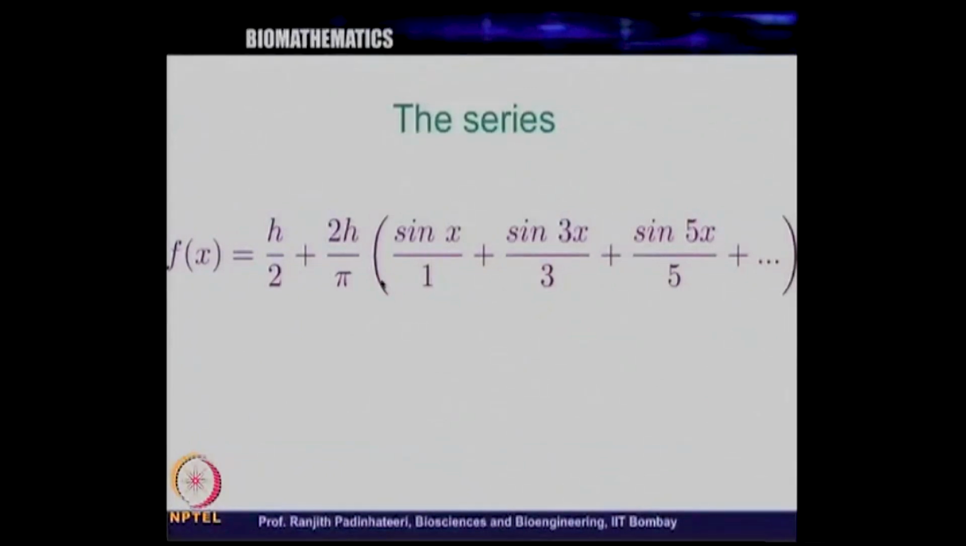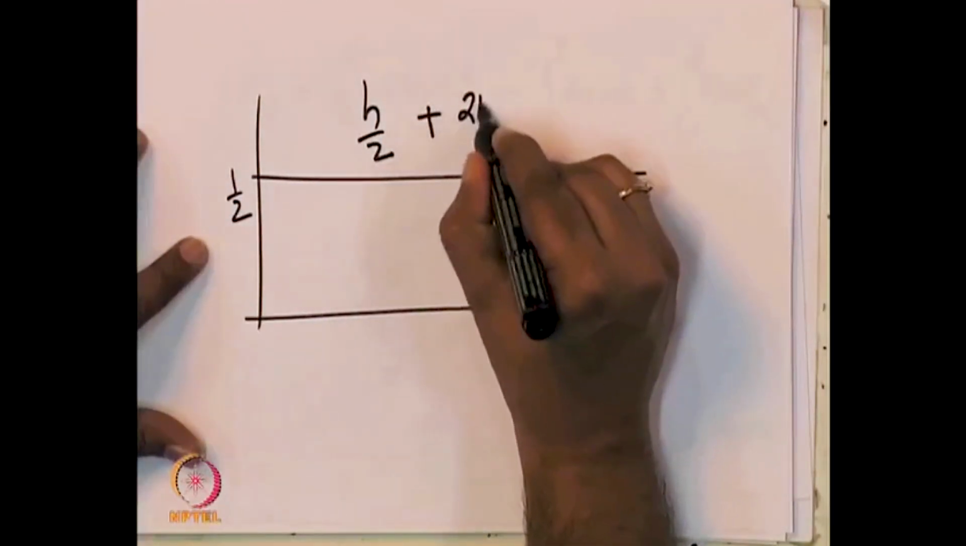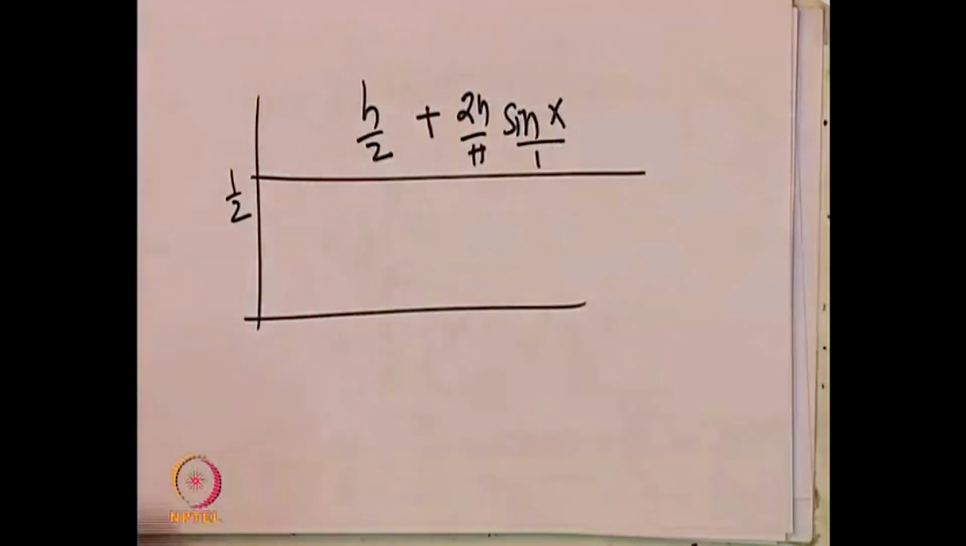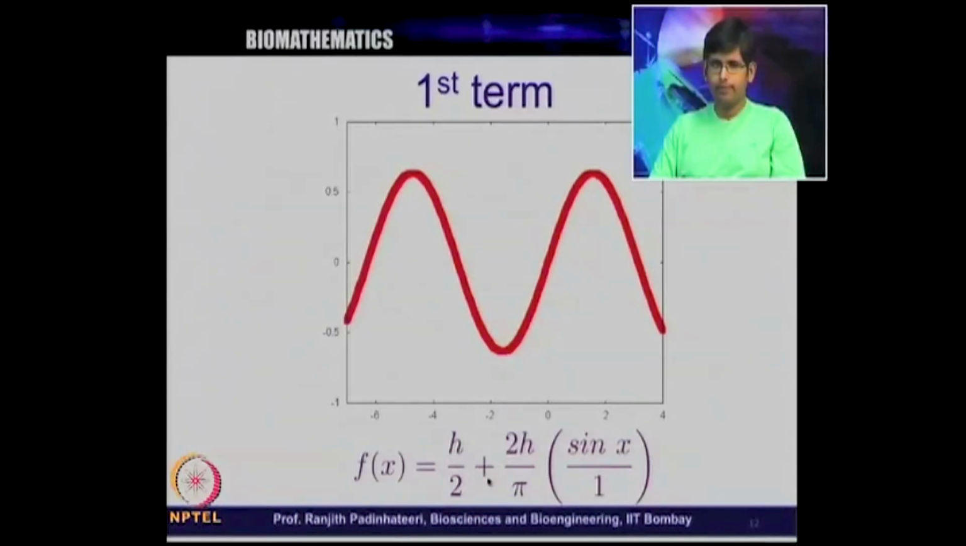So, let us look at this first term, that is sin x by 1. Can it give anything? So, this is just h by 2. Now, if we add the first term, which is 2h by pi into sin x by 1, what does that look like? That is what is shown here. If you look at the first term alone, what you have is h by 2 plus 2h by pi into sin 1x by 1.